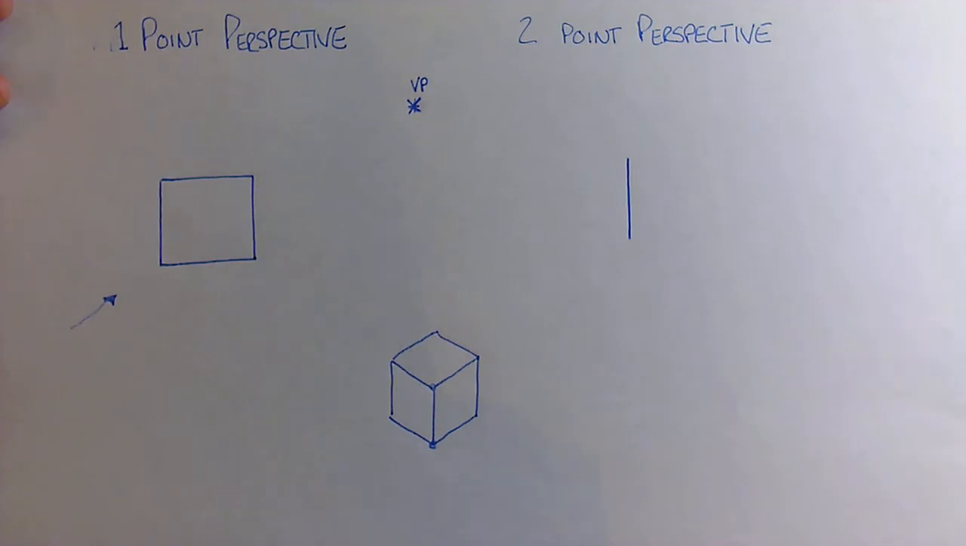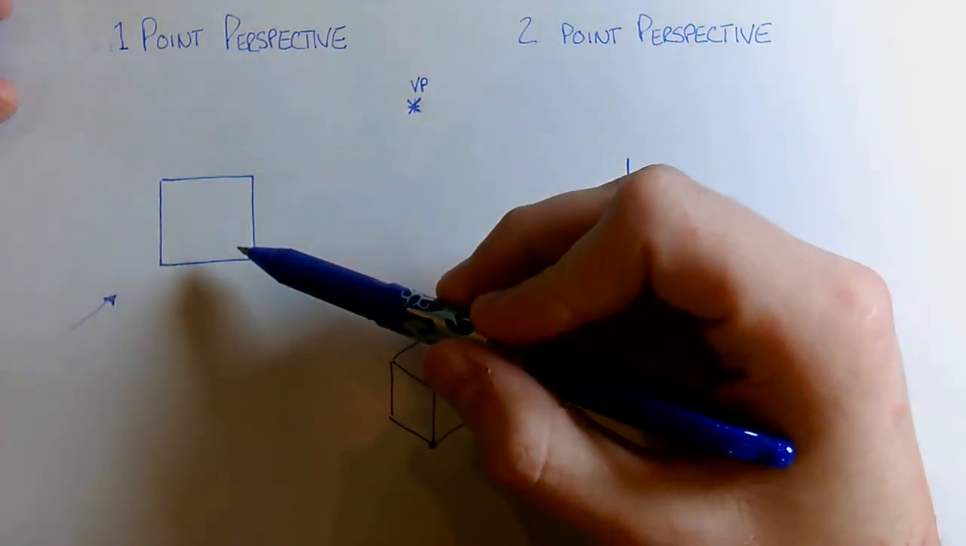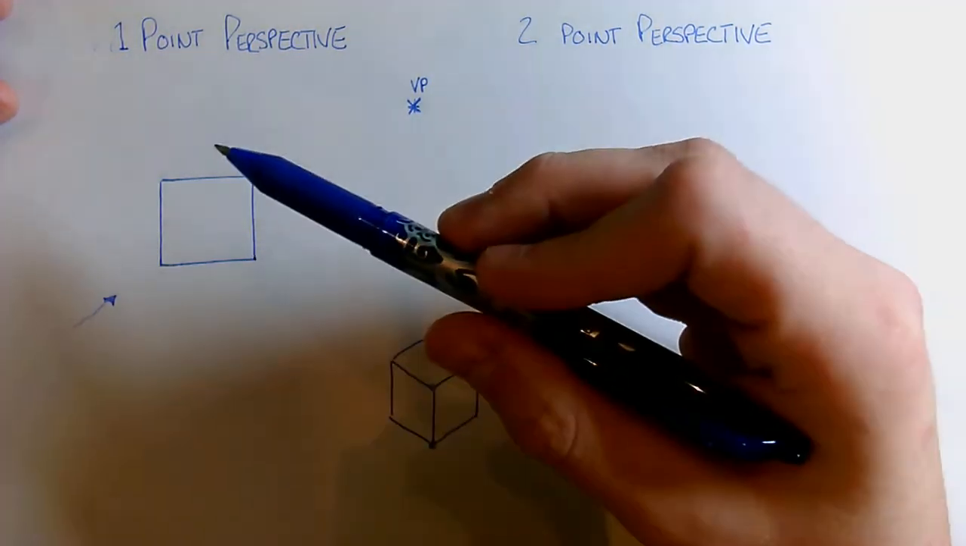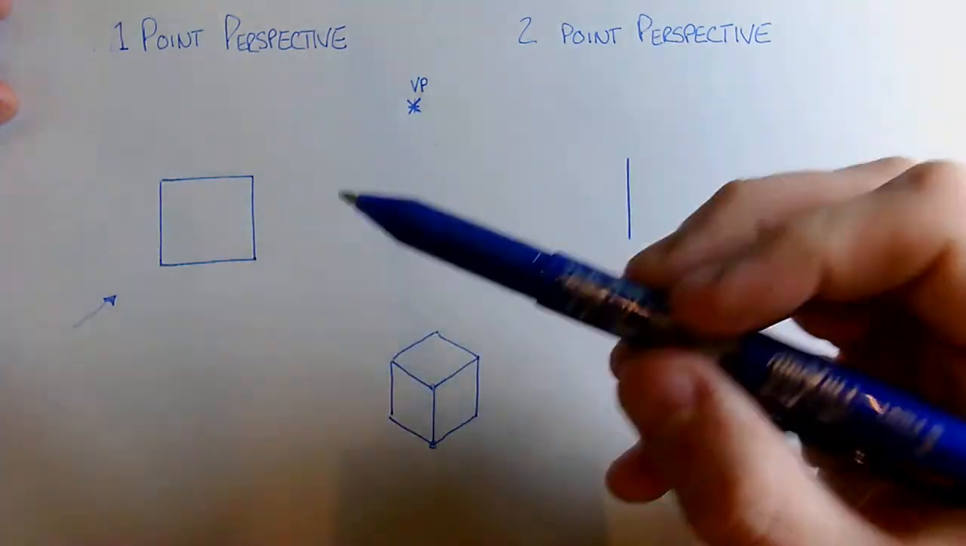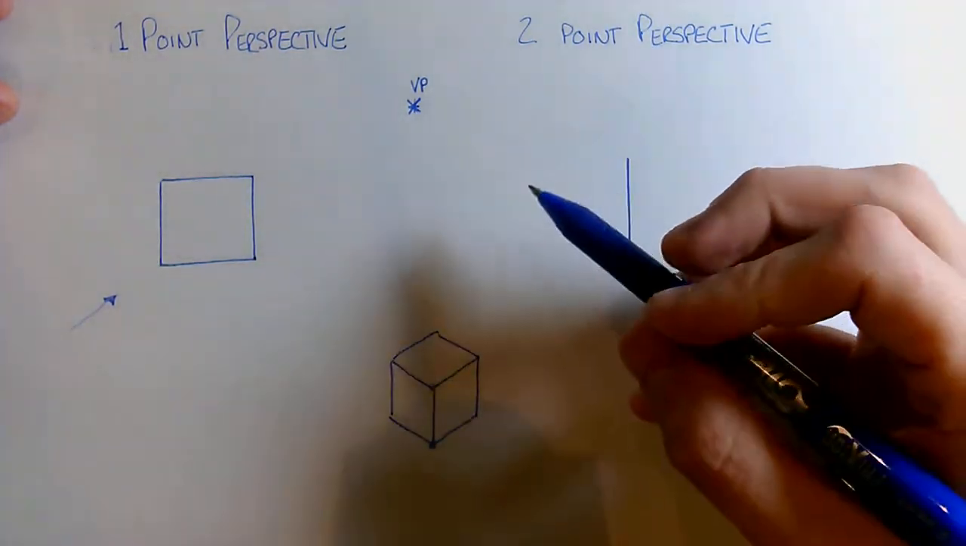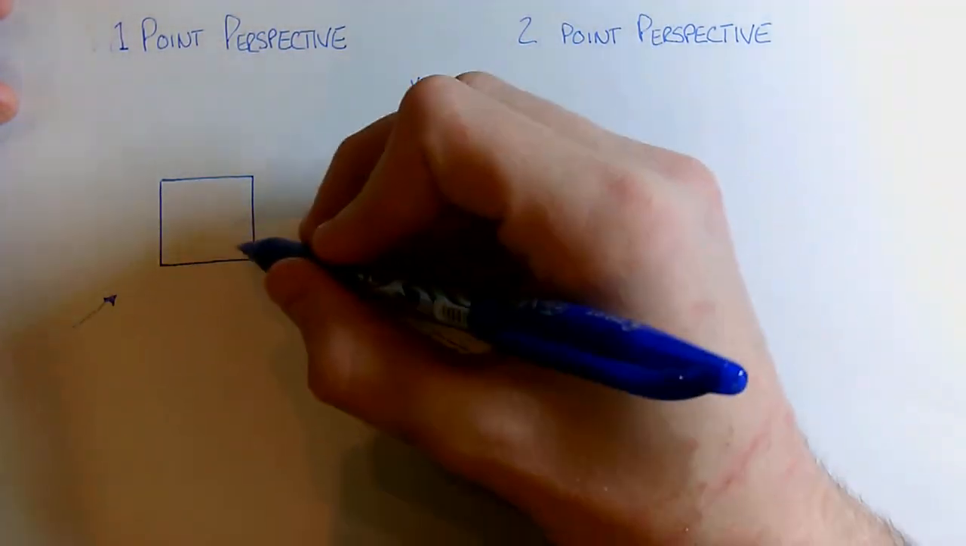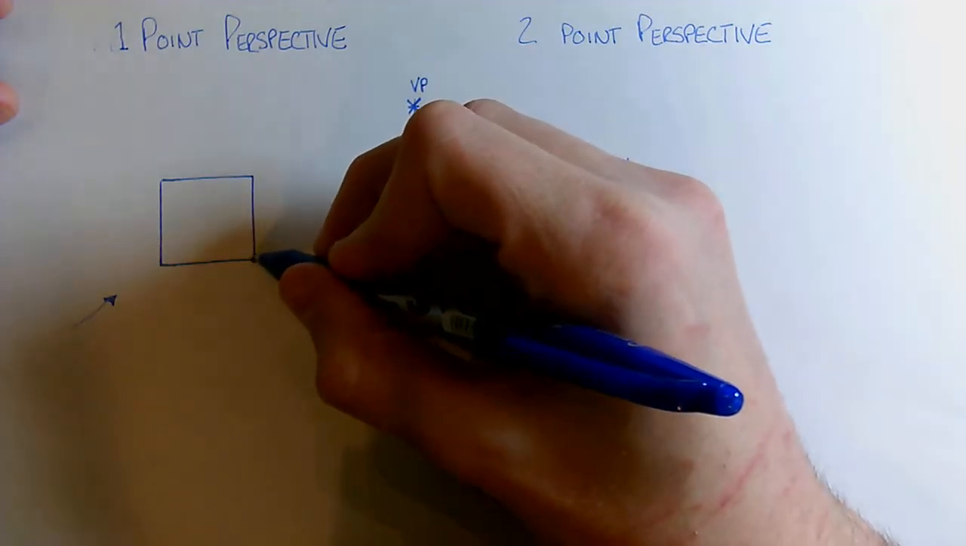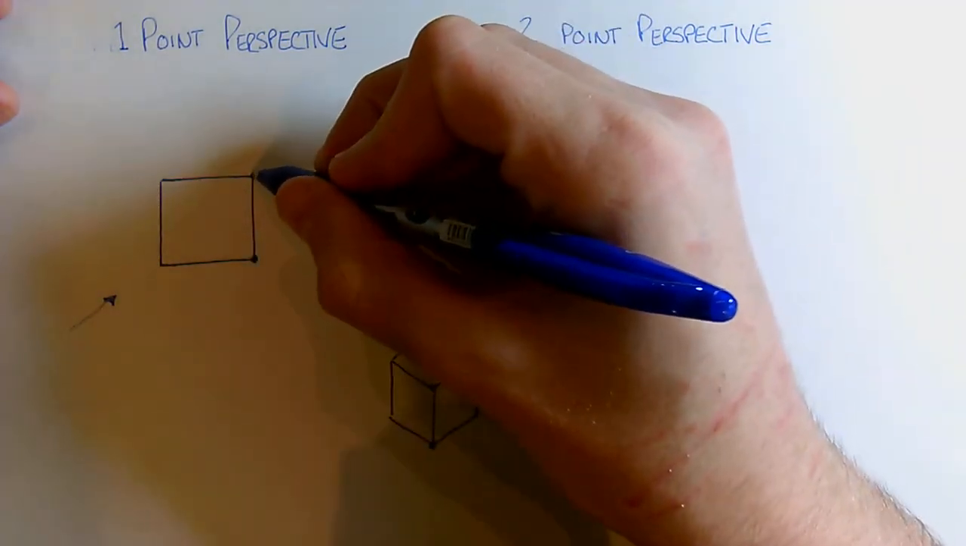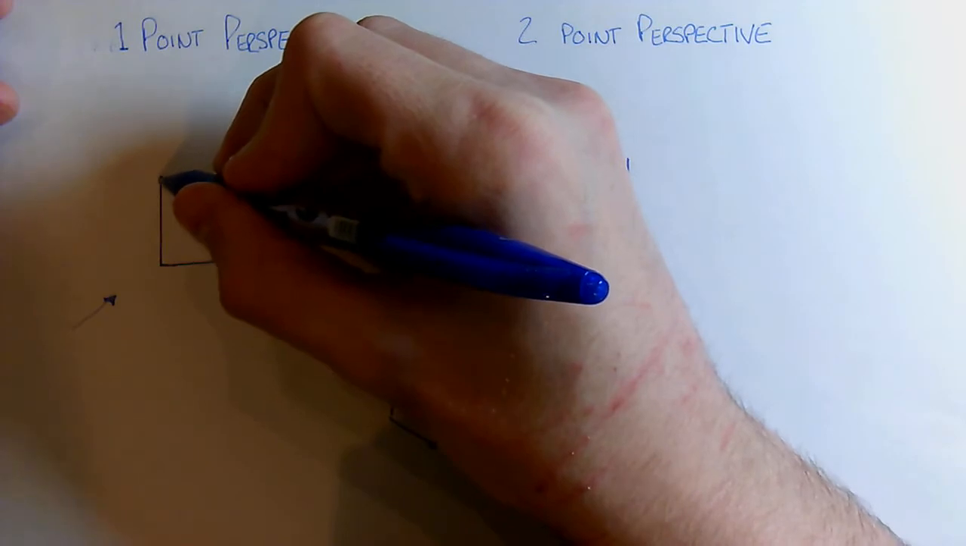So what we want to do now is take this 2D square and make it into a 1-point perspective cube by making it 3D. What we want to do is take a look at all of these corners right here.